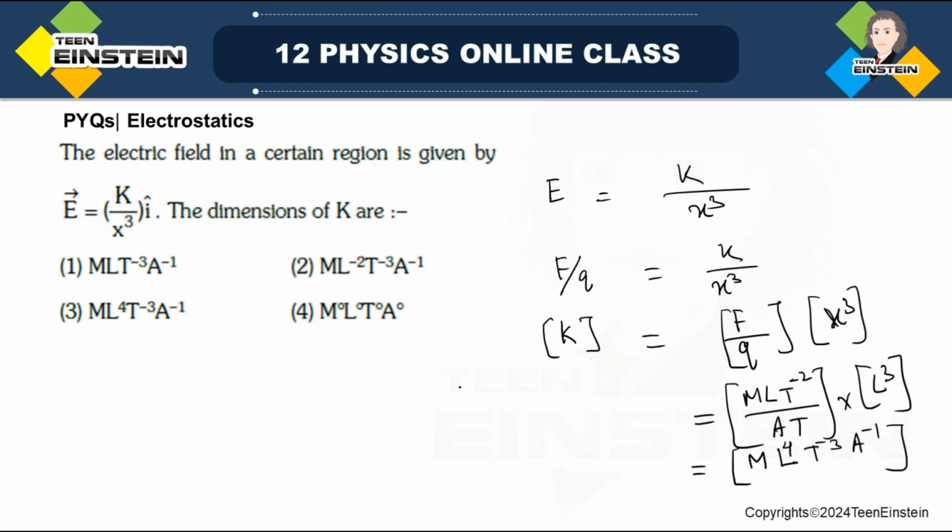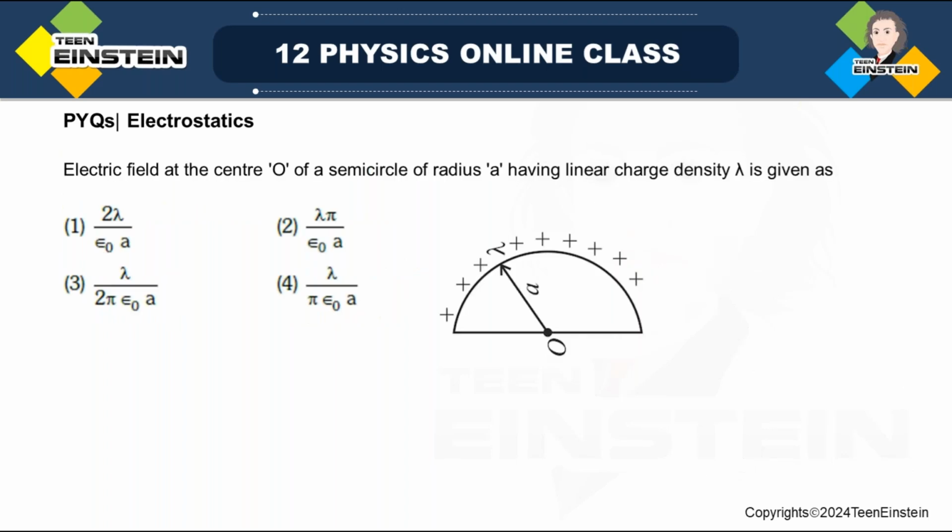So this is the dimension. Look, this option 3, M L to the power 4, T to the power minus 3, A to the power minus 1. So option 3 will be the correct answer for this question. Okay, now another good question over here.